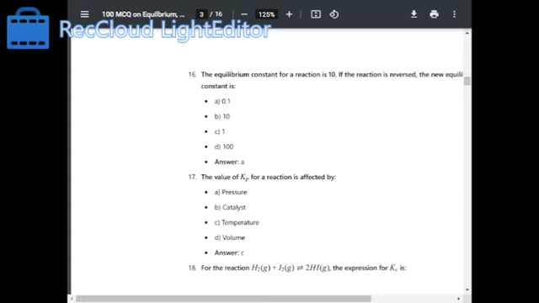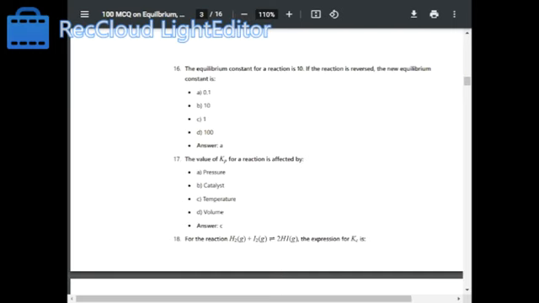Question number 16. The equilibrium constant for a reaction is 10. If the reaction is reversed, the new equilibrium constant is option A 0.1, option B 10, option C 1, option D 100. The correct answer is 0.1, because the new equilibrium constant will be 1 by 10, that is 0.1. Option A is correct.